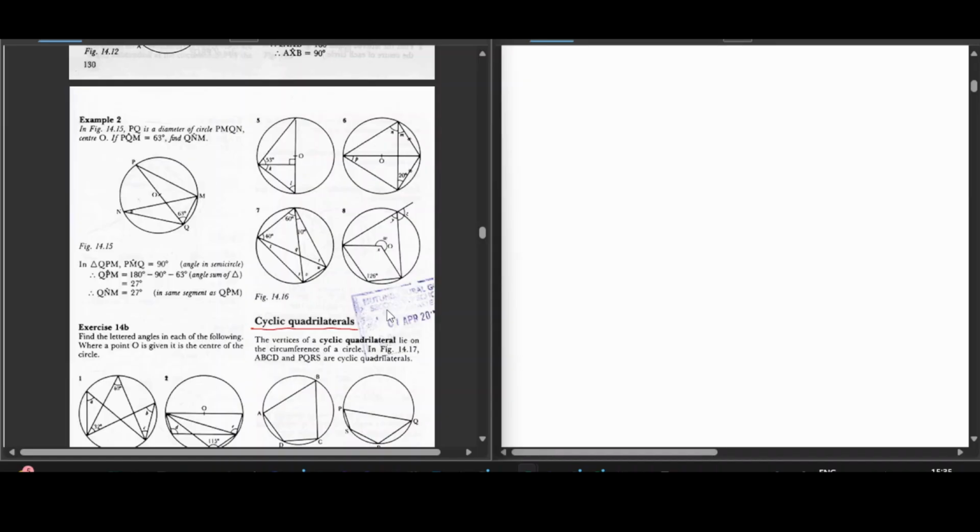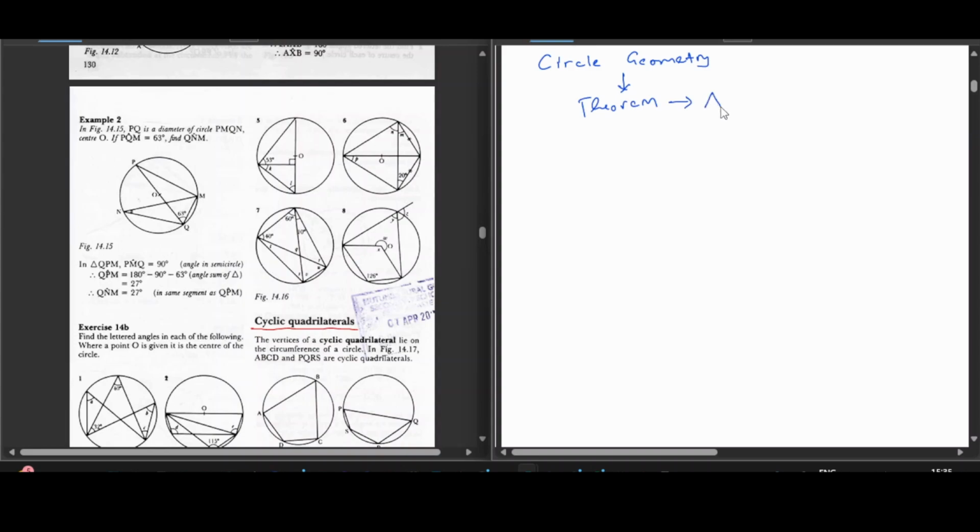Saka tiri kuita circle geometry, and in circle geometry, we focus on theorems. Ma-theorems aya anotibatsira kuwanei. Ma-theorems aya ndeyekuti twane ma-angles anenge ari inside a circle. So ma-theorems atakaita so far, the first theorem, which I will call theorem number 1, I'm just going to paraphrase.